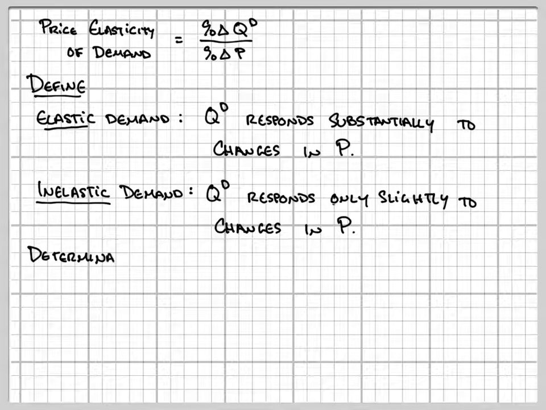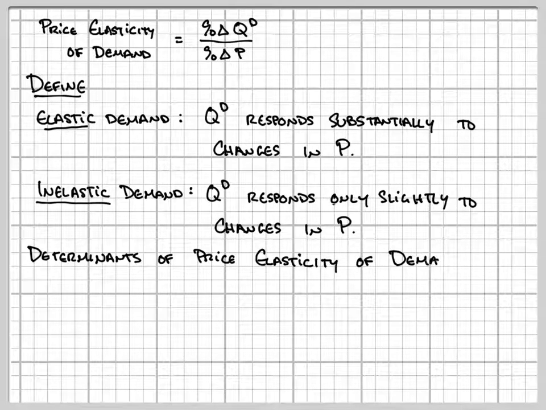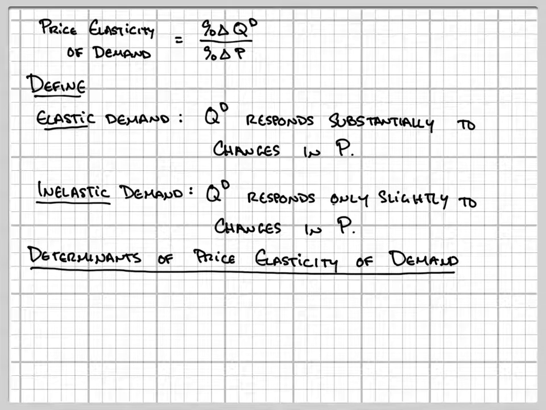Some of the determinants of price elasticity. And we're going to get into how to measure this in a little bit. But I just want to give you an overview of what we're talking about. So, there are several determinants of the price elasticity of demand. In other words, what characteristics of goods determine whether demand is elastic, meaning very responsive to changes in price, or inelastic, very unresponsive to changes in price.